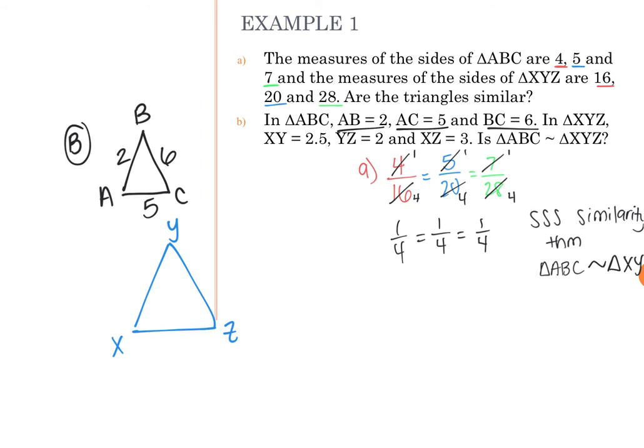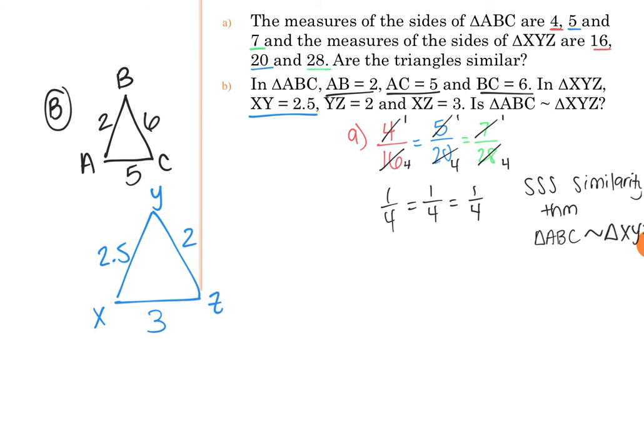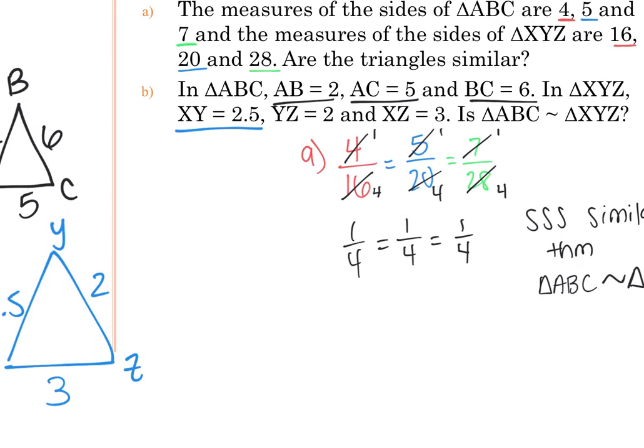And then in the other triangle, XYZ, XY is 2.5. We know that YZ is 2. And we know that XZ is 3. Is ABC similar to XYZ? Now, since they write it like this, we have to use this similarity statement when we're setting up our proportion, okay?